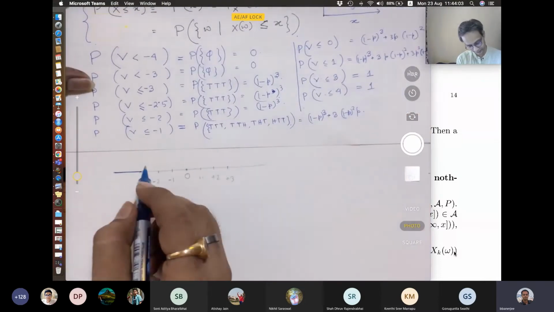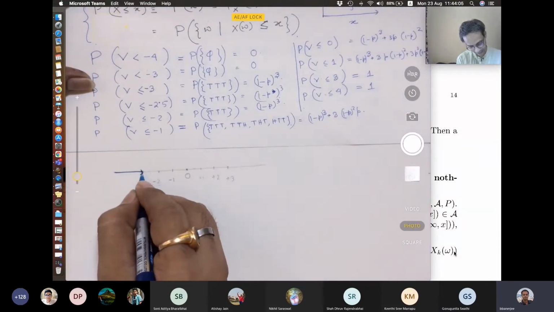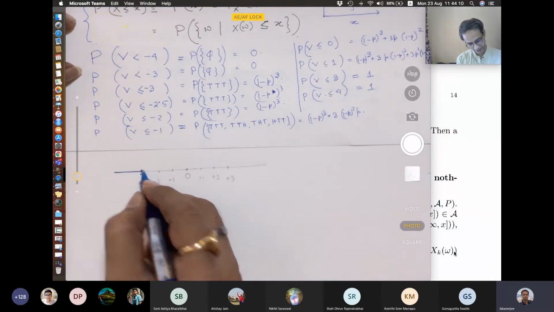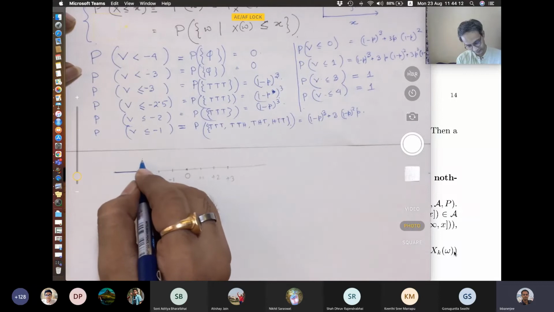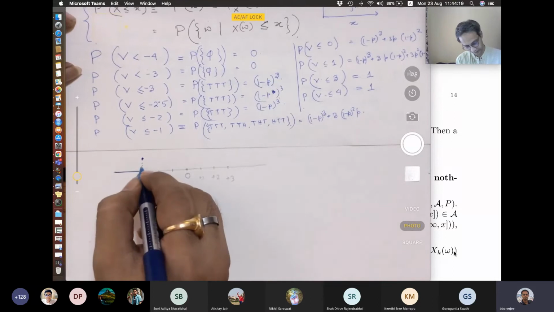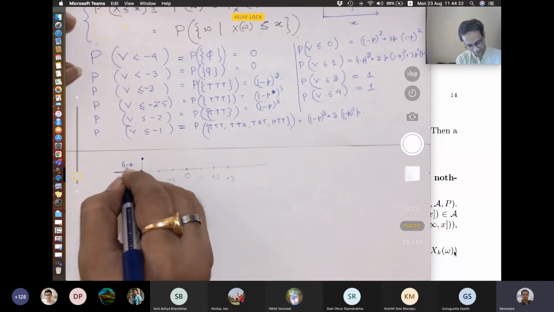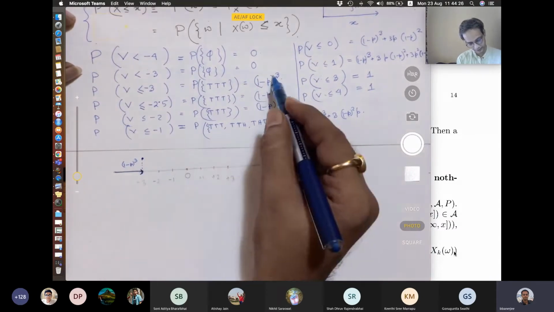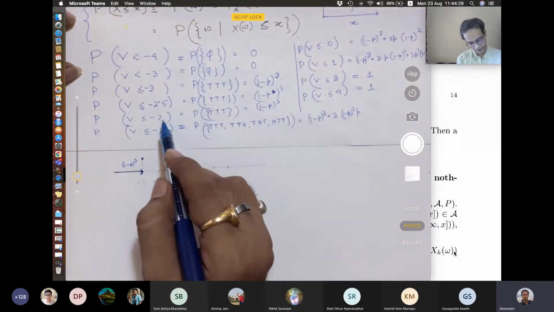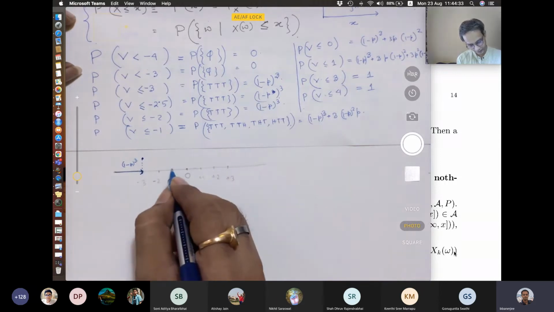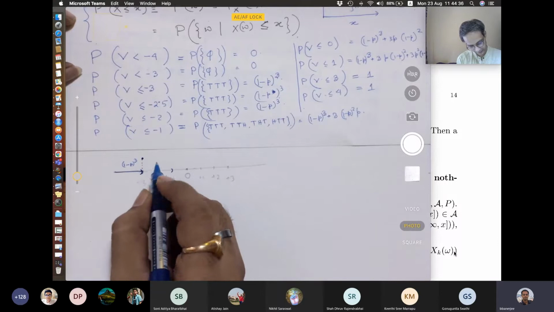Before reaching -3, the value is 0. Whenever you reach -3, there is a jump, and the value becomes 1 minus p q. So the amount of jump here is 1 minus p q. And then this value continues until you reach -1. So until you reach -1, the same value continues.